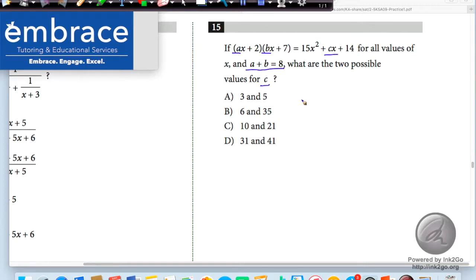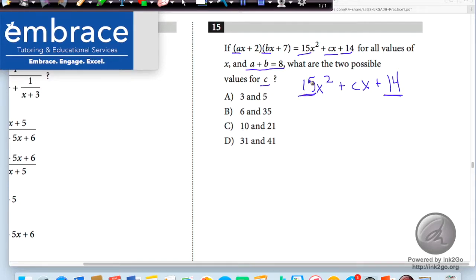Okay. Many of you will probably try and FOIL this out, which will take a lot of time. But think about where these numbers actually come from. That will save you the most amount of time, because then we're going to have to rationalize and start to eliminate some of these possible answer choices. So if I have 15x squared plus cx plus 14, I'm thinking about where does this 14 come from and where does that 15 come from?